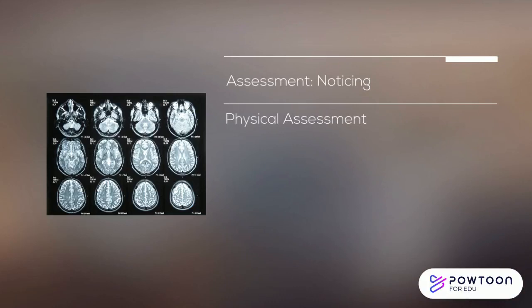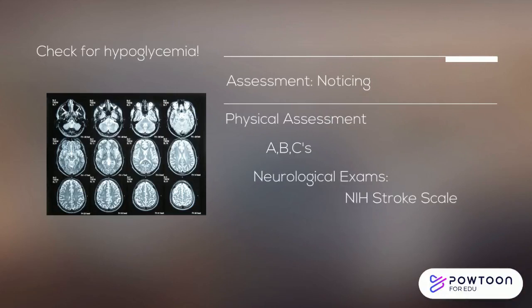So when you begin your physical assessment, you're always going to rely on those ABCs, but we're definitely going to focus on those neurological exams, level of consciousness, and the NIH stroke scale, which I'm going to talk about in a second. But don't forget to check for hypoglycemia, because hypoglycemia can mimic stroke clinical manifestations.